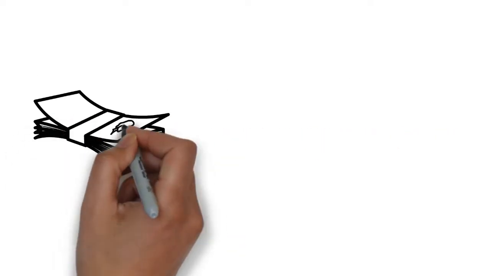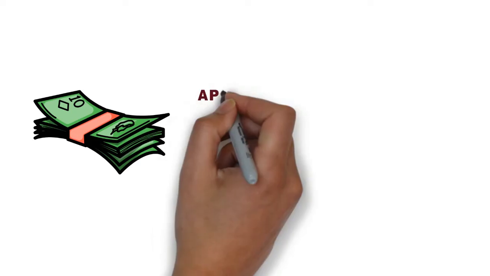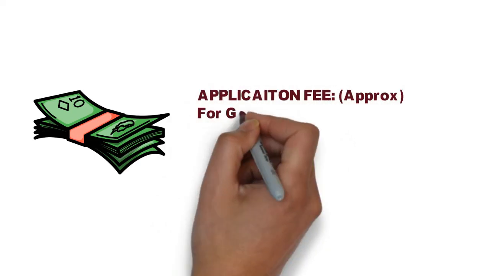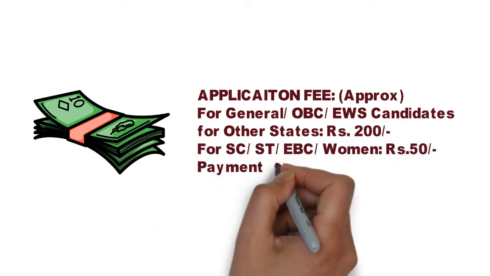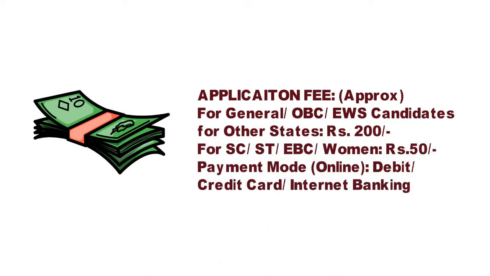Let's see the application fee for the BTSC Medical Officer exam. Approximately, for General, OBC, EWS candidates and candidates from other states, rupees 200. For SC, ST, EBC and women, rupees 50. Payment mode is only online. Debit card, credit card and internet banking are accepted.